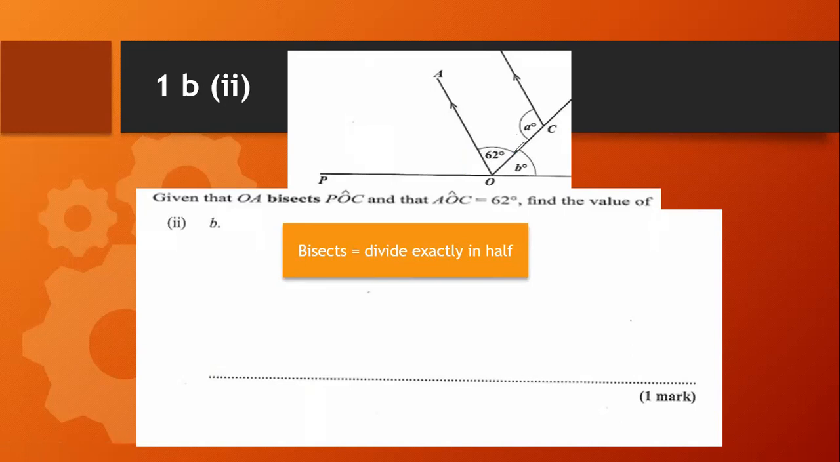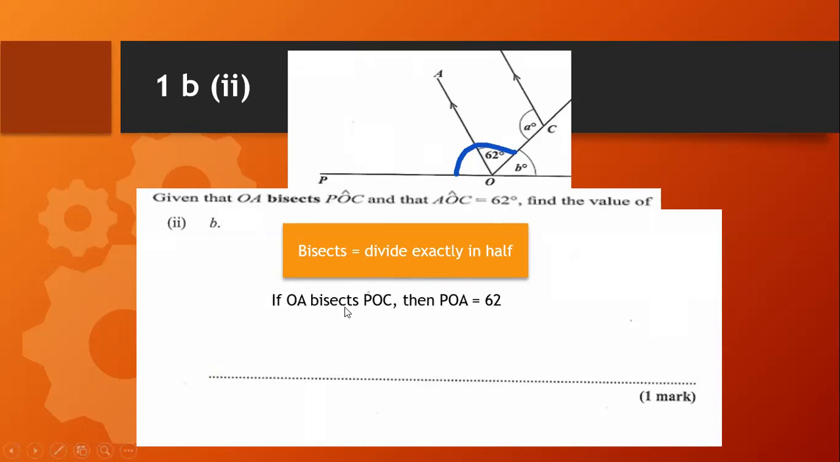So if it divides this angle exactly in half, this angle right here, that's POC, then if this part here is 62, what will this part here be? Think about it. If OA divides POC exactly in half, and here is 62, then what will this angle here be? Think about it, and we'll be right back. Got the answer? Very good. This part here will also be 62.